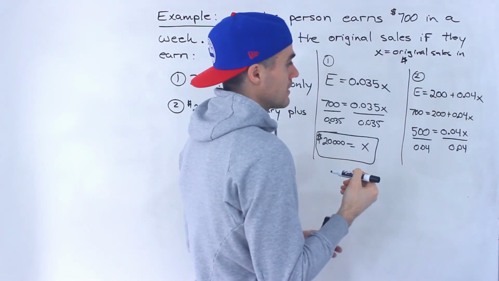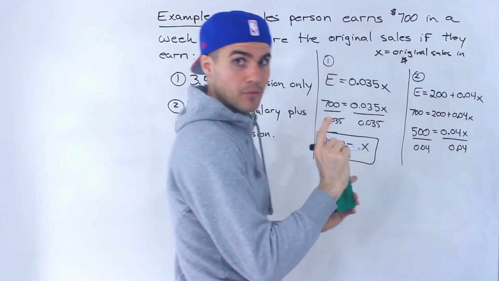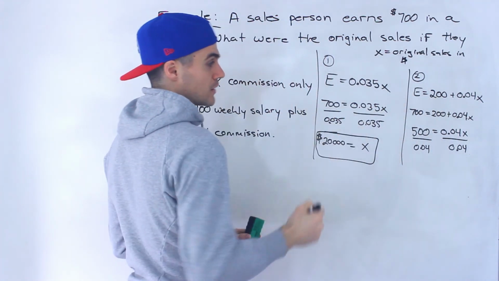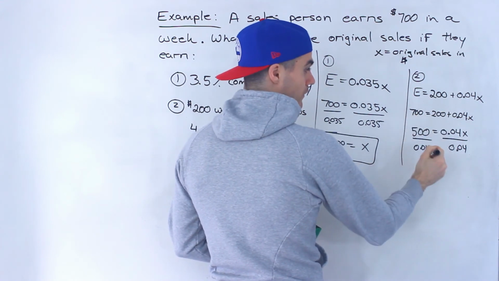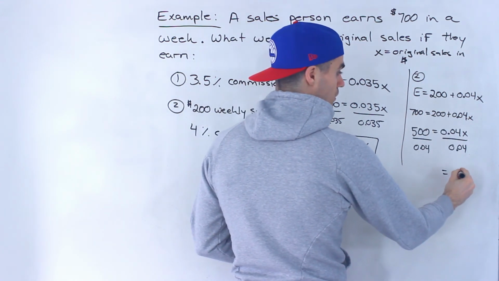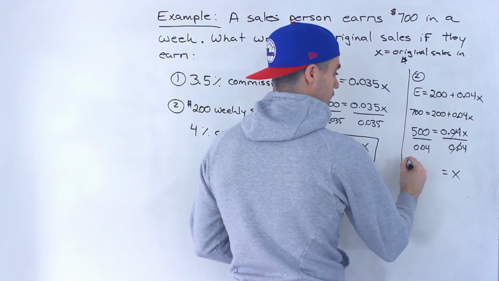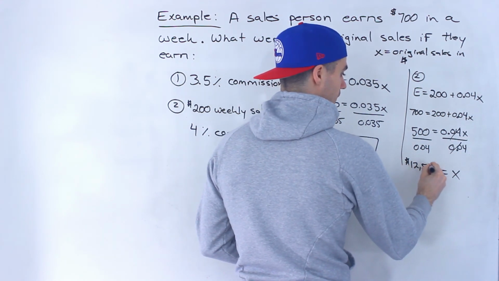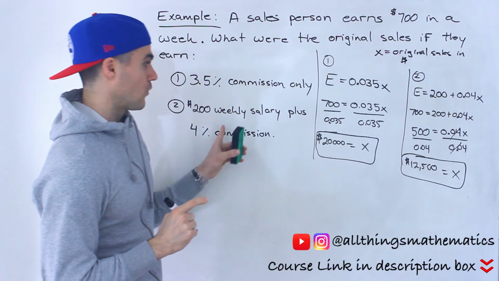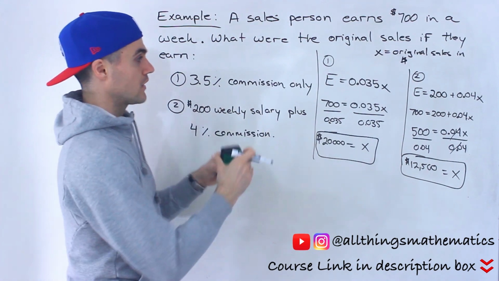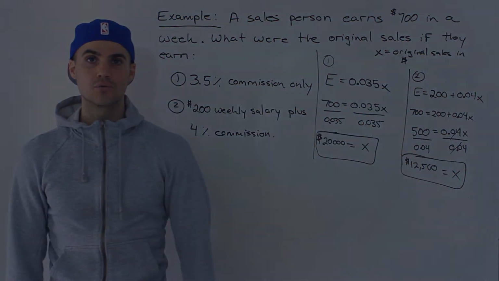Personally, I don't do it like that. You could take this divided by 0.04, take the 200 divided by 0.04, take the 700 divided by 0.04. But personally, I just bring the 200 over, get 500, then divide everything by 0.04. And then in this case, these cancel out. The X would be 12,500. So that's what the original sales are for this second pay structure. So in both cases, they're earning $700, and we're solving for the original sales.